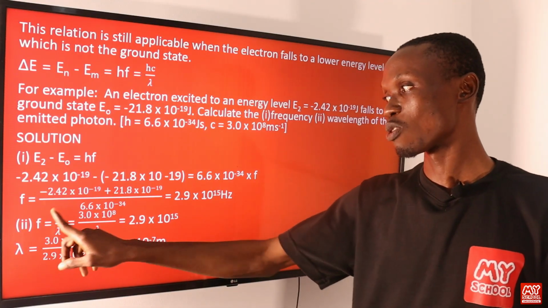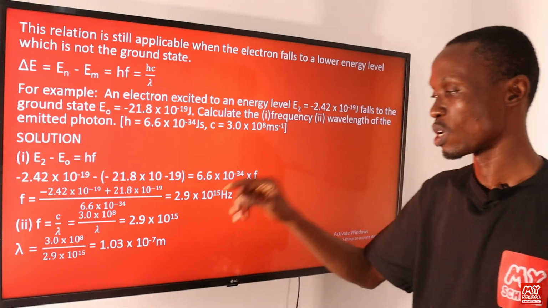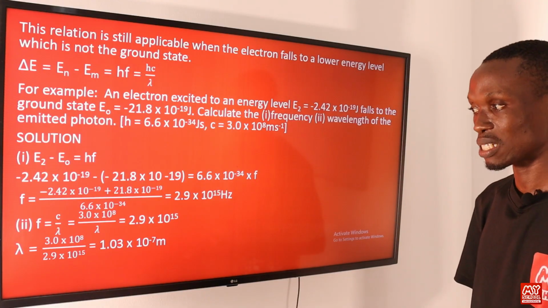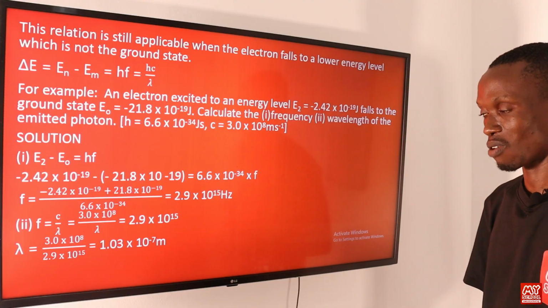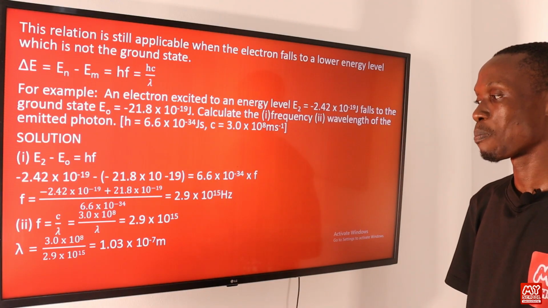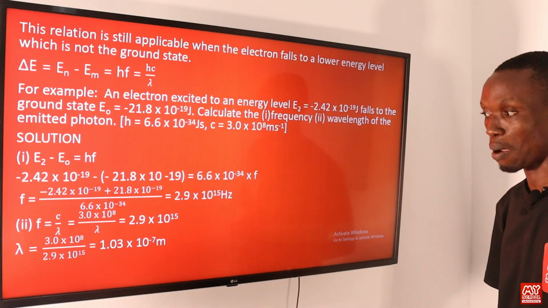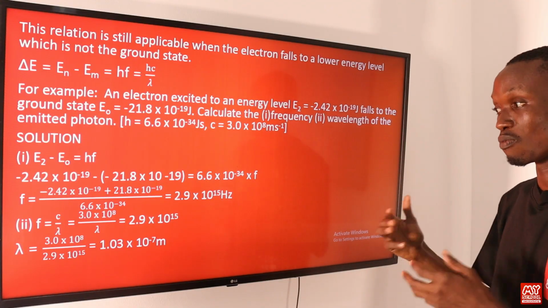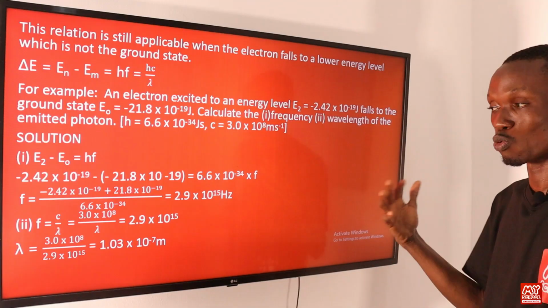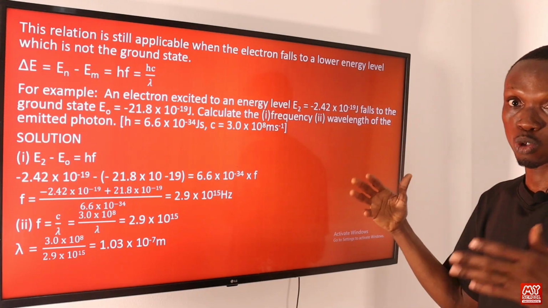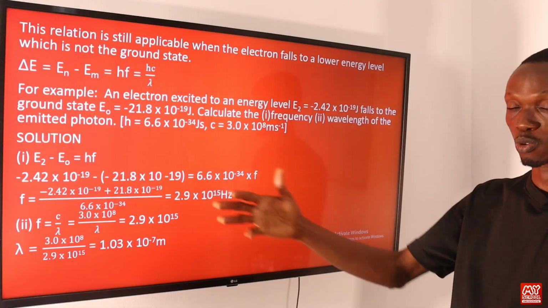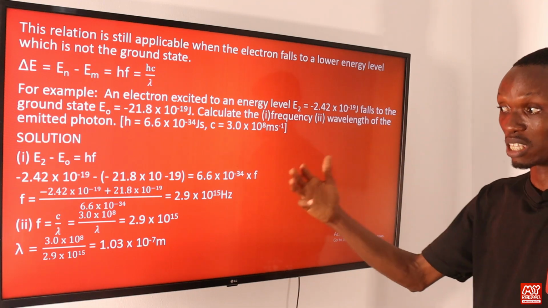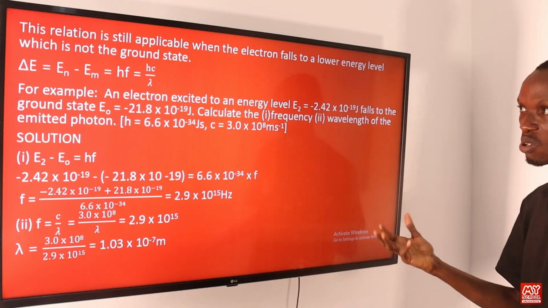with that of F. So if we do that, we'll have lambda equal to 3.0 times 10 raised to power 8 divided by 2.9 times 10 raised to power 15. If we divide, we'll have 1.03 times 10 raised to power minus 7 meters. Remember, lambda is given in meters. It is just the difference between two troughs, the distance between two troughs or two crests. That is what is referred to as lambda. So that's why it is measured in meters. Just take note of that.